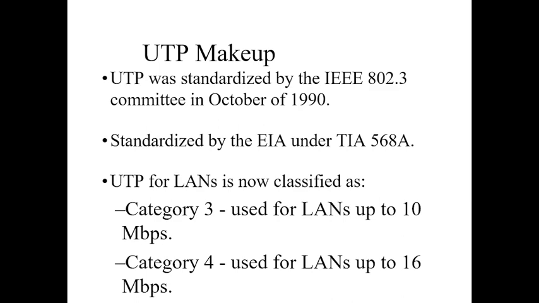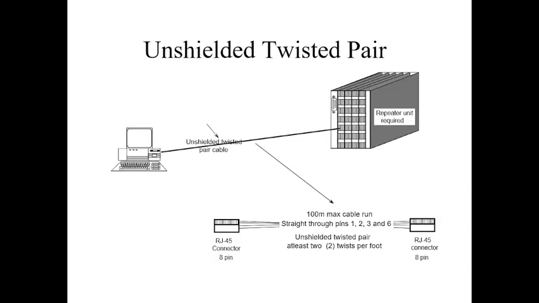And UTP makeup. UTP is standardized by the IEEE 802.3 committee in October 1990, and standardized by the EIA under the TIA 568A. UTP for LANs is classified as Category 3, used for LANs up to 10 Mbps. Category 4 is used for LANs up to 16 Mbps. We are using unshielded twisted pair for UTP makeup. This is the unshielded twisted pair cable we are using for this one.